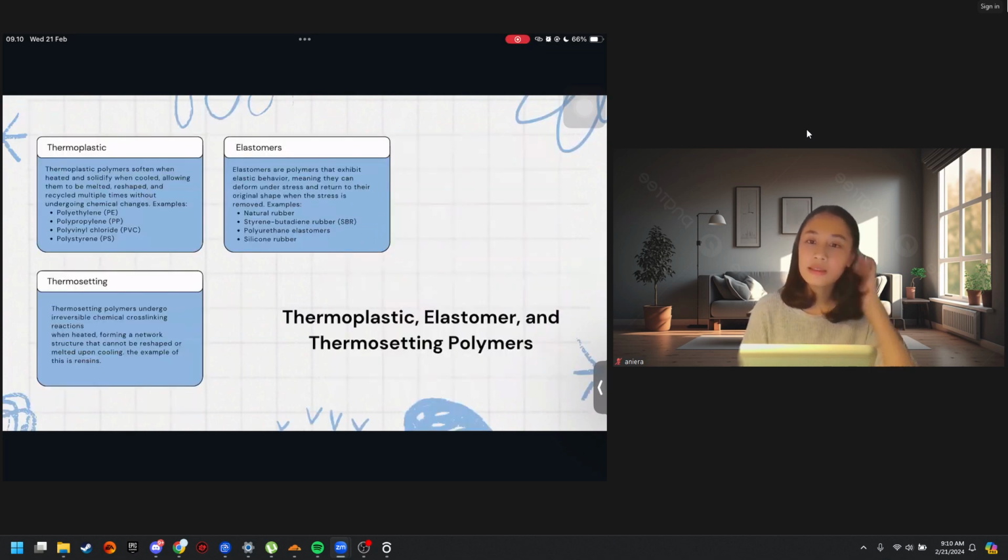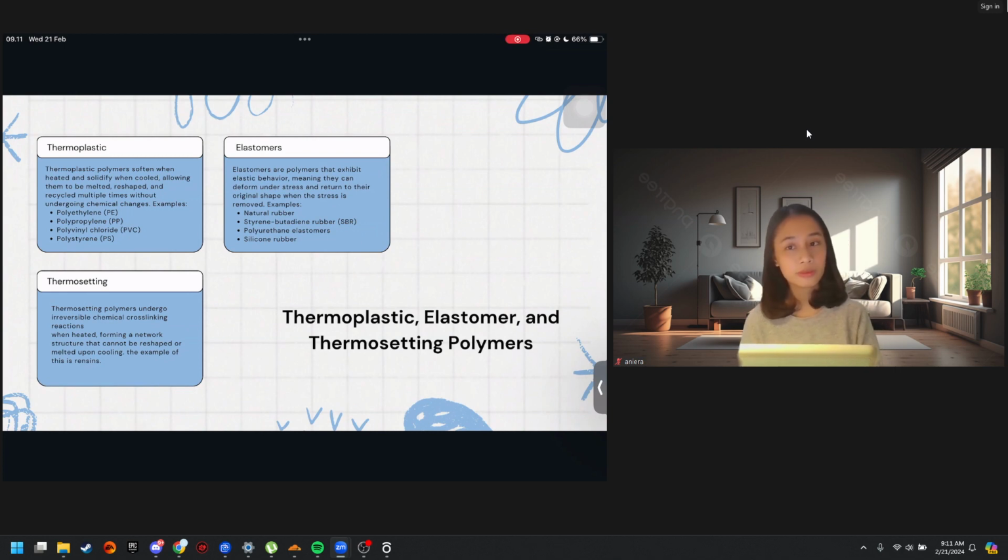The next one is thermoplastics, elastomers, and thermosetting polymers. Thermoplastic polymers soften when heated and solidify when cooled, allowing them to be melted, reshaped, and recycled multiple times without undergoing chemical changes. Examples of thermoplastics are polyethylene, polypropylene, polyvinyl chloride, and polystyrene.